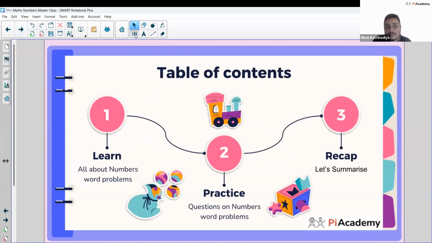These are the things we are going to cover today. Our lesson is divided into 3 sections. The first section is the learn section, in which we are going to learn all about number word problems. After that, we are going to practice questions. Basically, here we will check what types of questions may be possible from those topics. And at the end, we have the recap, where we are going to summarize before ending the session. So be ready for today's session and let's get started.